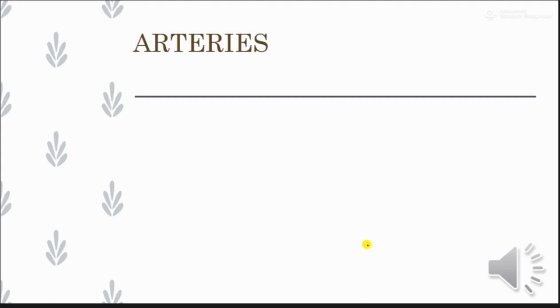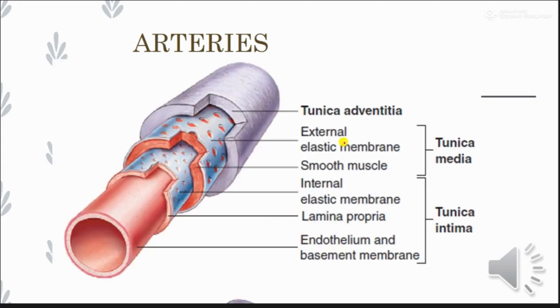The tunica intima is relatively thick, as you can see, from this one until this one. The tunica media is mostly elastic connective tissue, and your tunica adventitia is relatively thin. So basically, the most important layer here is your tunica media, which is composed of elastic connective tissue.